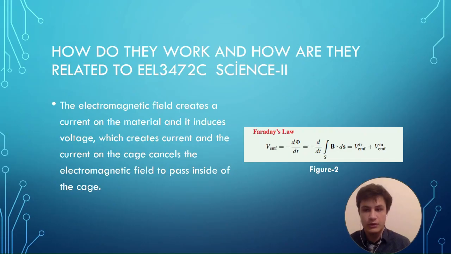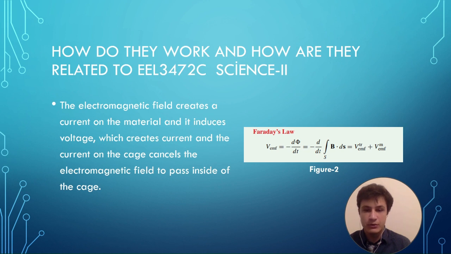To be clear, I want to talk about how they work and why they are related to our class. So, the electromagnetic field creates a current on the material and it induces voltage, which creates current, and the current on the cage cancels the electromagnetic field, preventing it from passing inside of the cage.